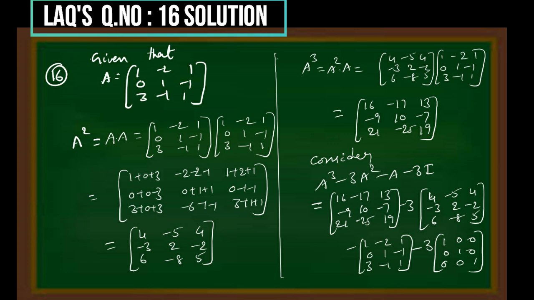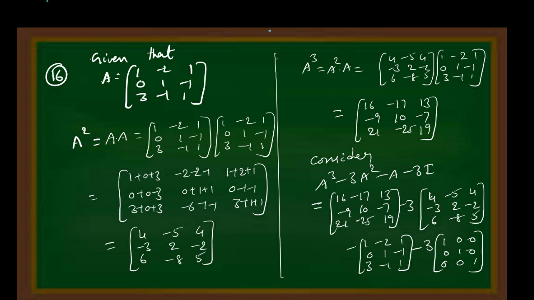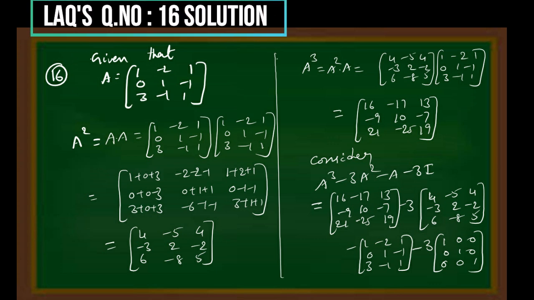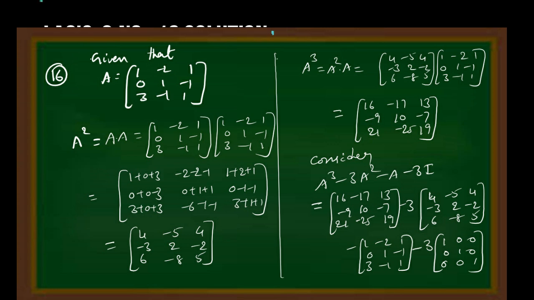Here I is the identity matrix. Here A is a 3 by 3 matrix. We consider the identity matrix of 3 by 3 order. That is equal to 16 minus 17 13. A cube is 16 minus 17 13, minus 9 10 minus 7, 21 minus 25 19, minus 3 into A square, substitute A square, minus of A, minus 3 into I, where I is equal to 1 0 0, 0 1 0, 0 0 1.